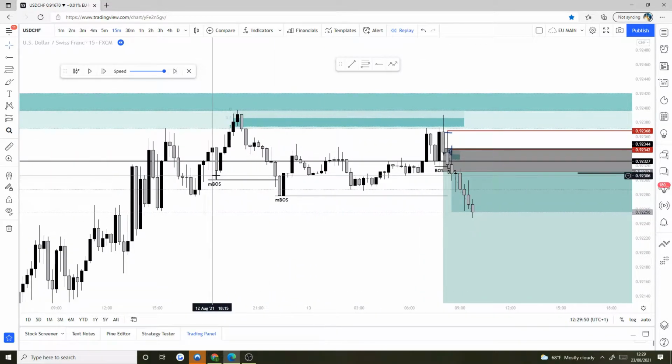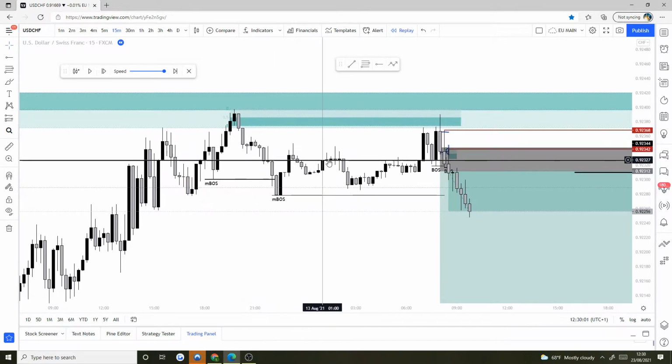But for me, since there's only been this one break of structure, that alone is not enough confluence to take a trade. But I'll definitely be interested in how price actually reacts off this area.